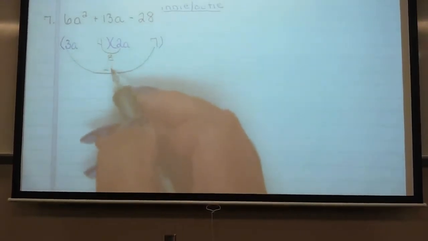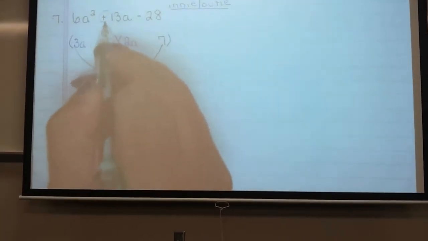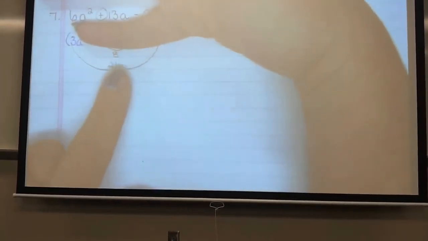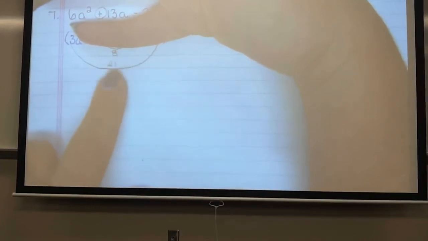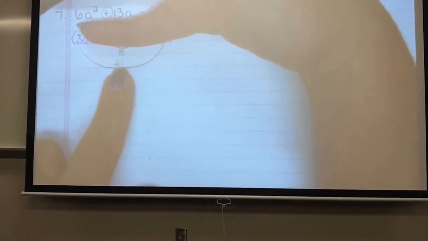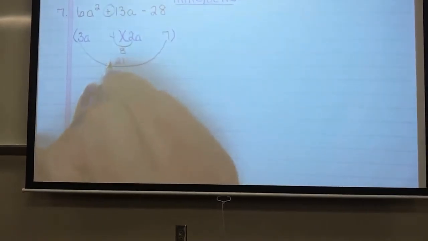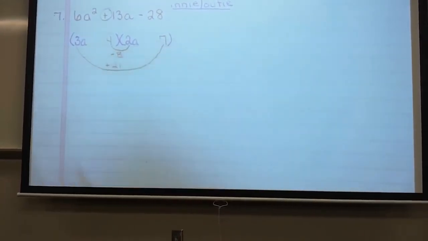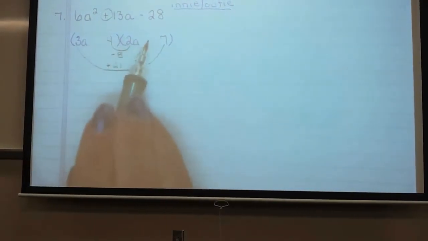Now, we have to subtract them. The bigger number needs the plus sign. Don't look at your original answer here. Look at these two numbers. Which one's your bigger? 21. The 21 is the bigger number, so the 21 needs to be positive. We know the 8 needs the negative. But we have to figure out where they have to go.